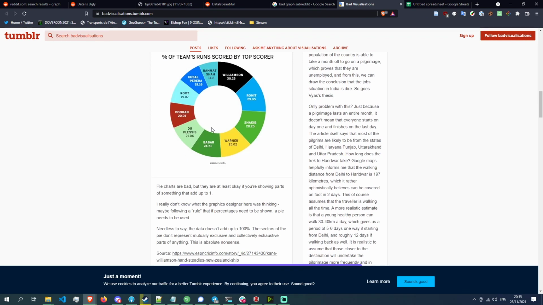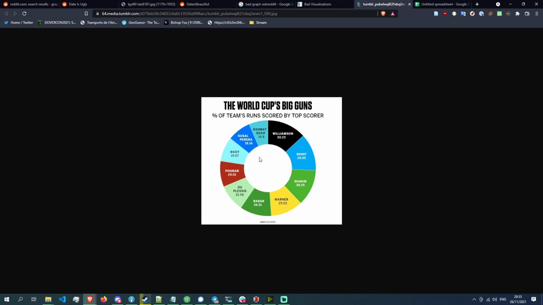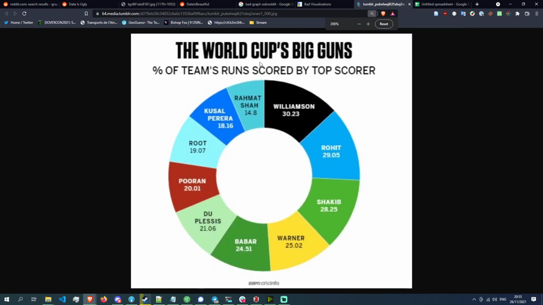Yeah, just as a small last example, because sports is also one, especially when you come to sports betting. The World Cup's big guns. Oof, that was a tongue twister. Percent of team's runs scored by top scorer. I'm pretty certain that if I just plonk this amount, this already gets me to the number 100. Also, I'm pretty certain that if I took the 21.06 here and just took it to this, they would probably match up, but it's still not a percentage.